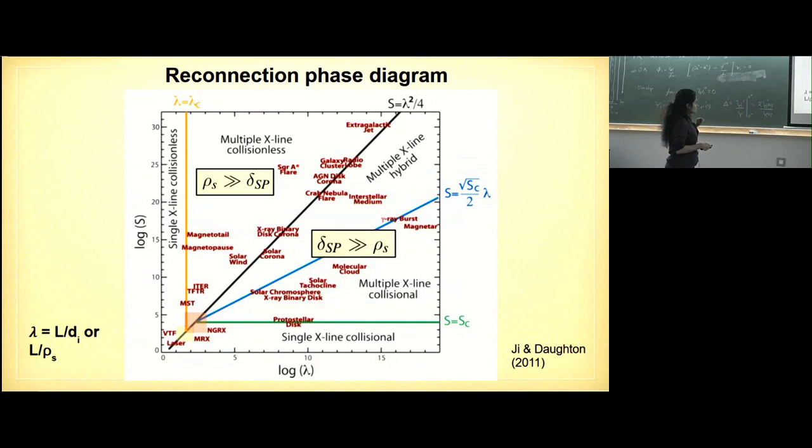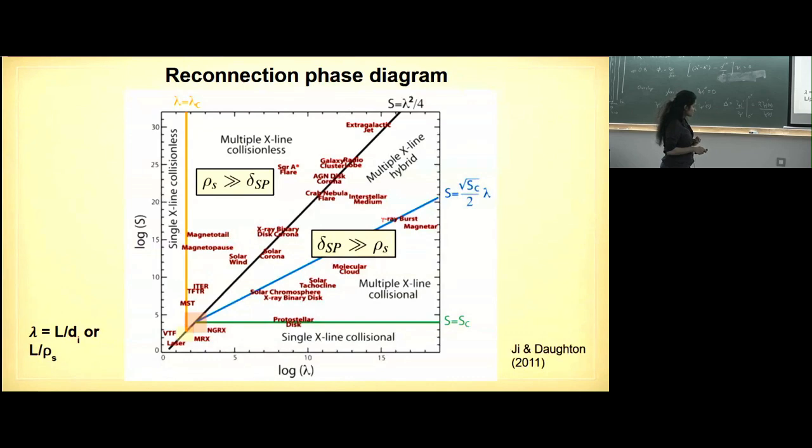Here you can see that this side is the fluid side, and this is the more particle-like, more collisionless kind of regime. In various places it says multiple X line, which means you can get plasmoids, you can get plasmoid instability. And the places where it says single X line, you cannot get plasmoids. That's for linear.